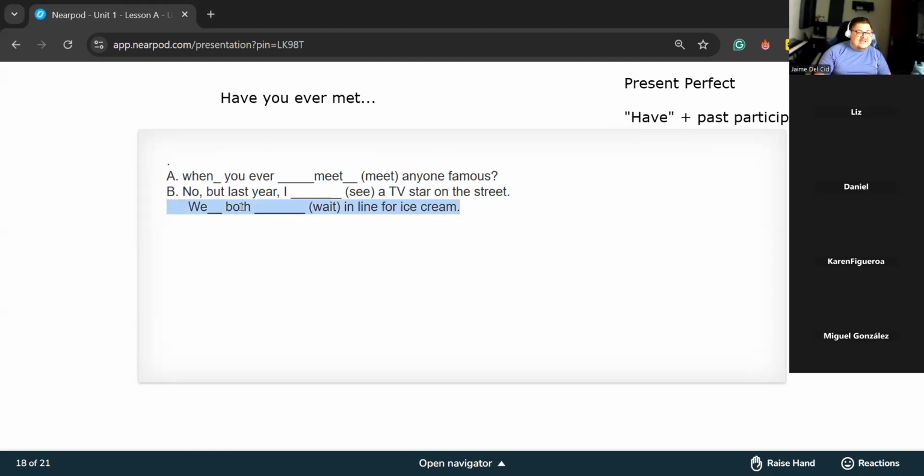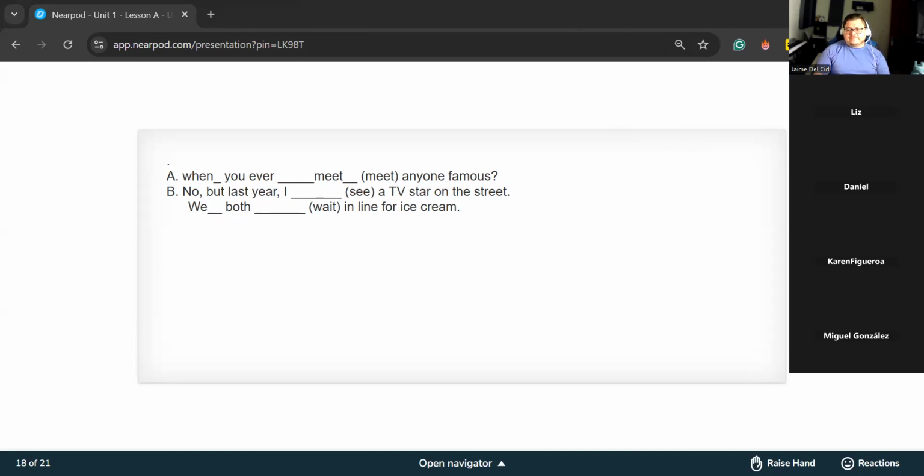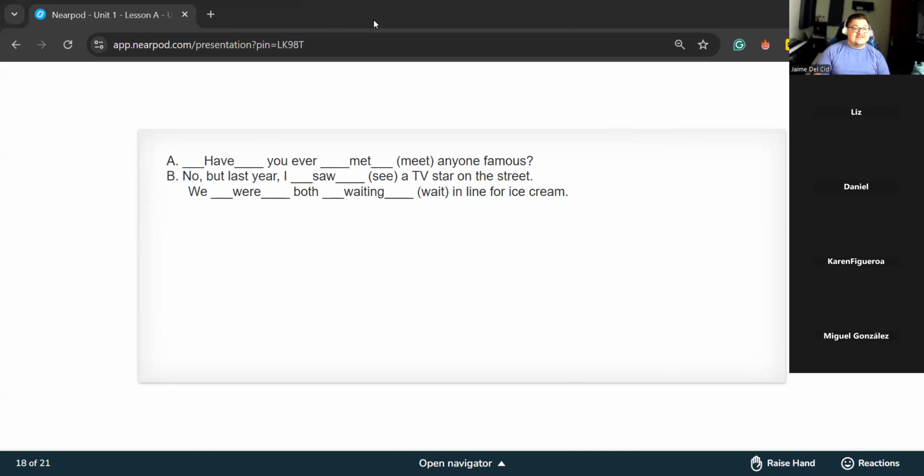Aquí está bien. Este de aquí le falta, ¿verdad? We were both waiting in line. We were es past continuous. We were both waiting. La palabra were es el verb be y waiting sería el ing de ese verbo. Entonces es un tiempo continuo y tiene, por supuesto, un poquito de historia. Entonces, esa es una de las cosas que les mencionaba que hay que tomar en cuenta. So, the correct answer or the one that I recommend as the example is this one.